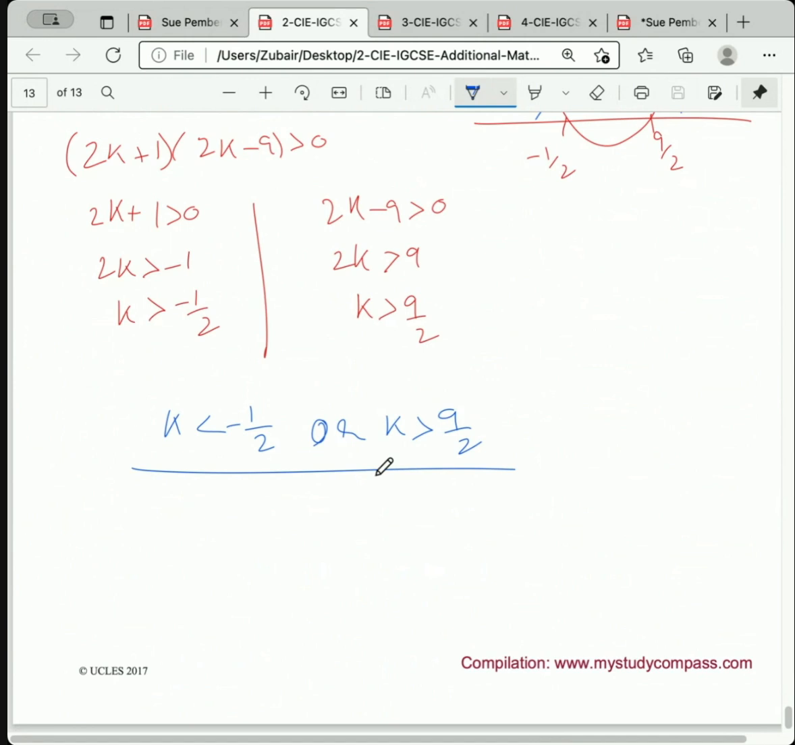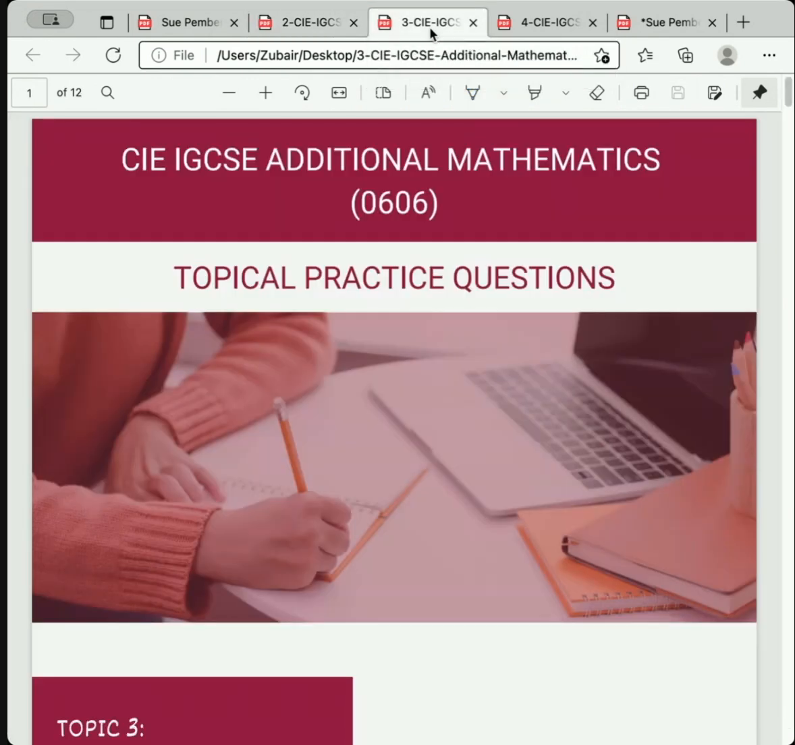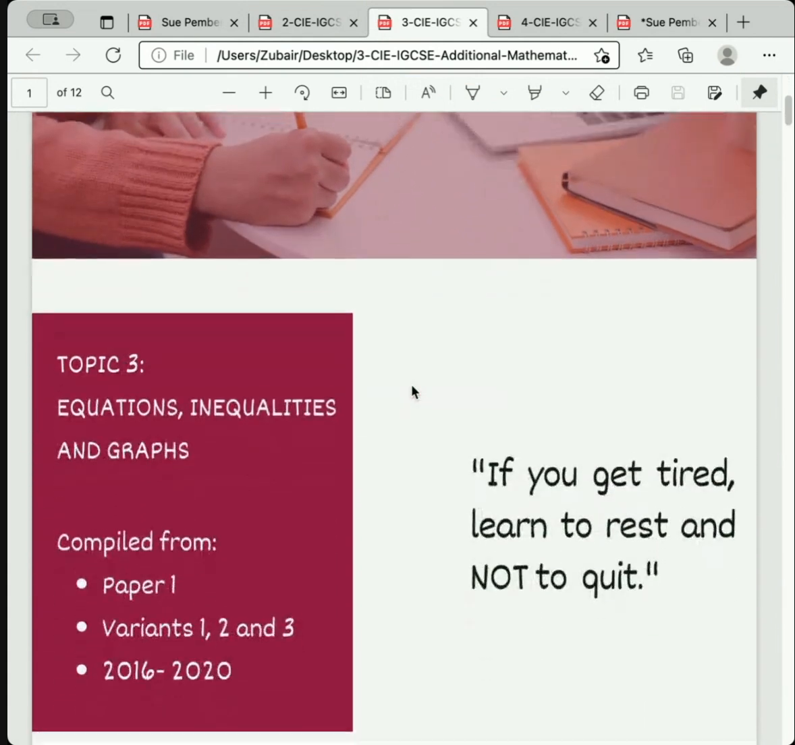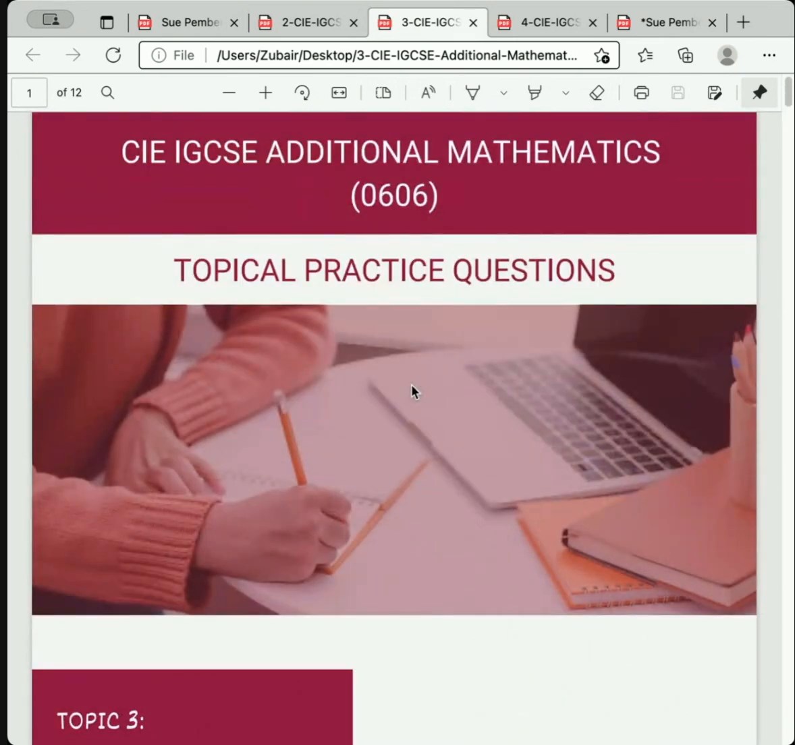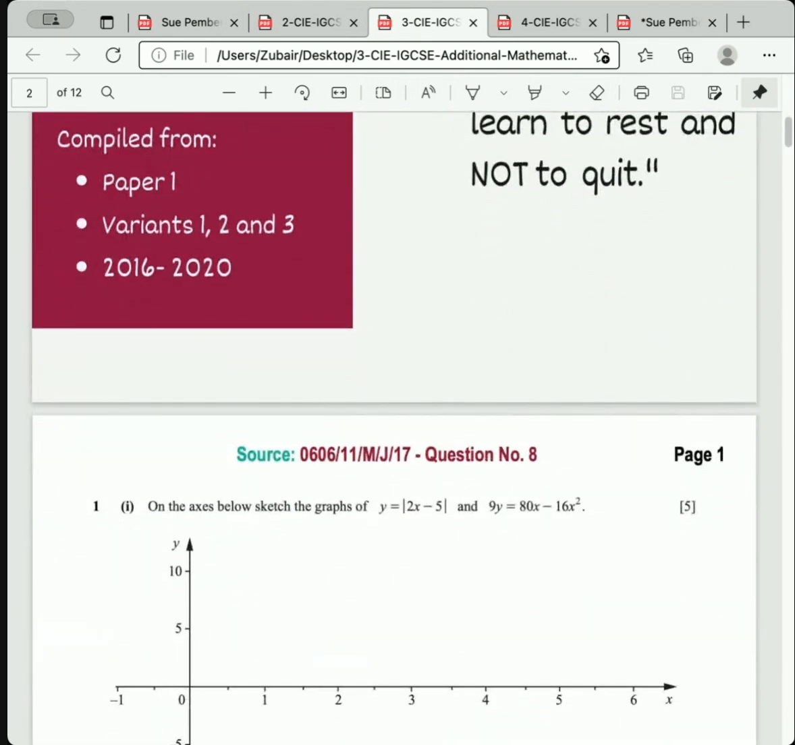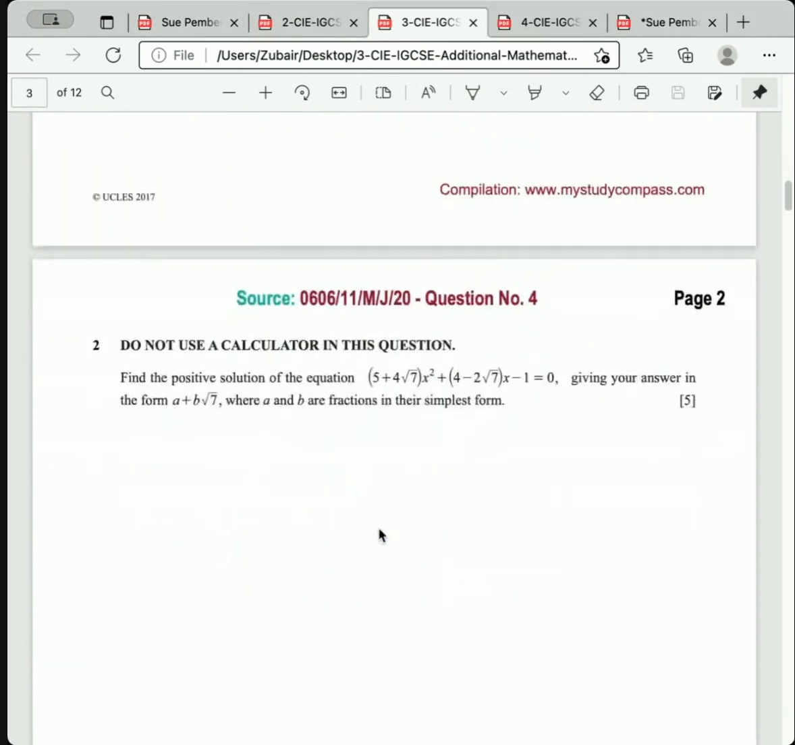Done. Next sheet. Yep, all is clear. And this one is which one? Equations, inequalities, and graphs. That's question 2, question 10b and 9 2i. So question 2, 10b and 9, first part. Okay. No, second part. Okay.